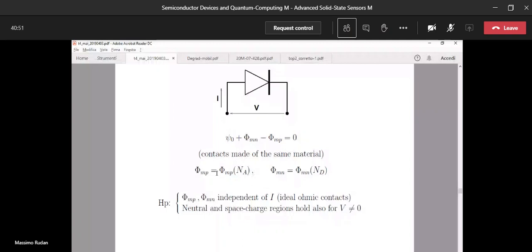In the upper part of the page, you see the symbol that is used for the PN junction in circuits. So if you want to draw a circuit and you have a PN junction somewhere, you should use this symbol. You remember the triangle is on the P side and the vertical bar is on the N side. And the symbols I and V also indicate the typical arrangement that is taken to describe the current and the voltage at the contacts of the PN junction.